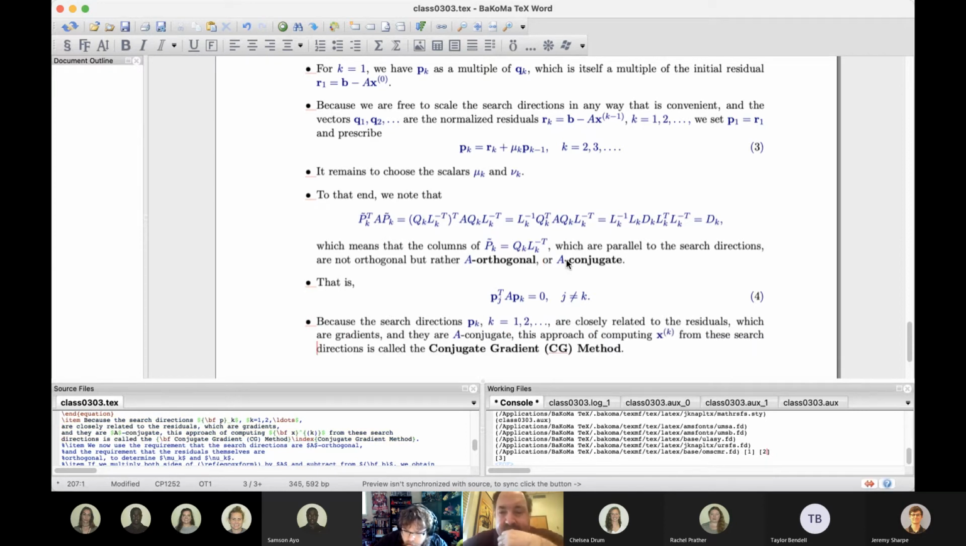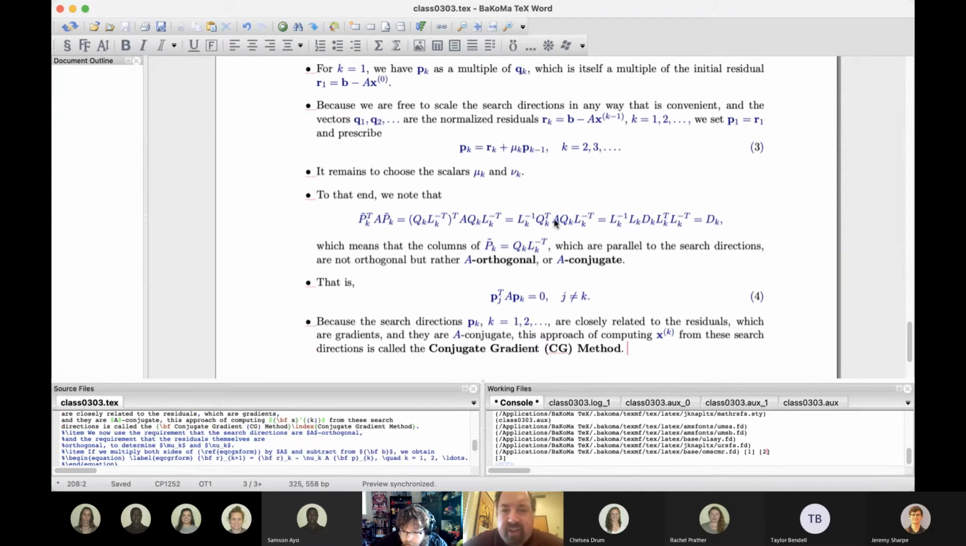Now, because the search directions are conjugate, and the search directions are obtained from residuals, which are gradients, because remember, the residual is the gradient of the function we're trying to minimize, that led to steepest descent. So here we have basically conjugate gradients. That's why this method I'm developing here is called the conjugate gradient method.